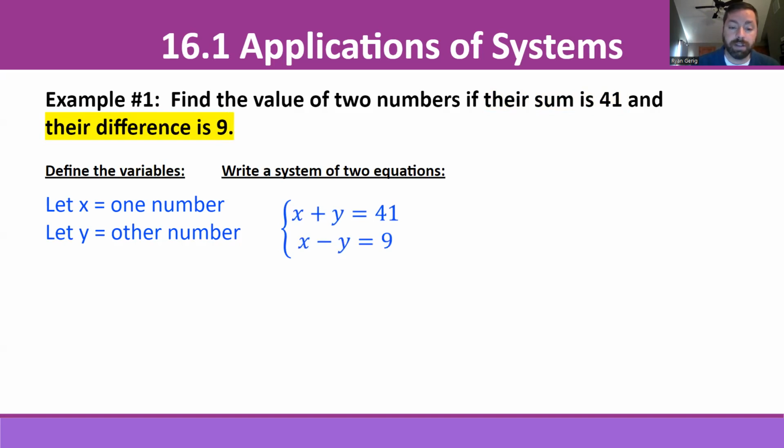Now I can solve this using substitution or elimination. I would go with elimination here. So it's already set up. I'm going to add these 2 together. x plus x is 2x. The y's cancel. 41 plus 9 is 50. Divide by 2, you get x equals 25.